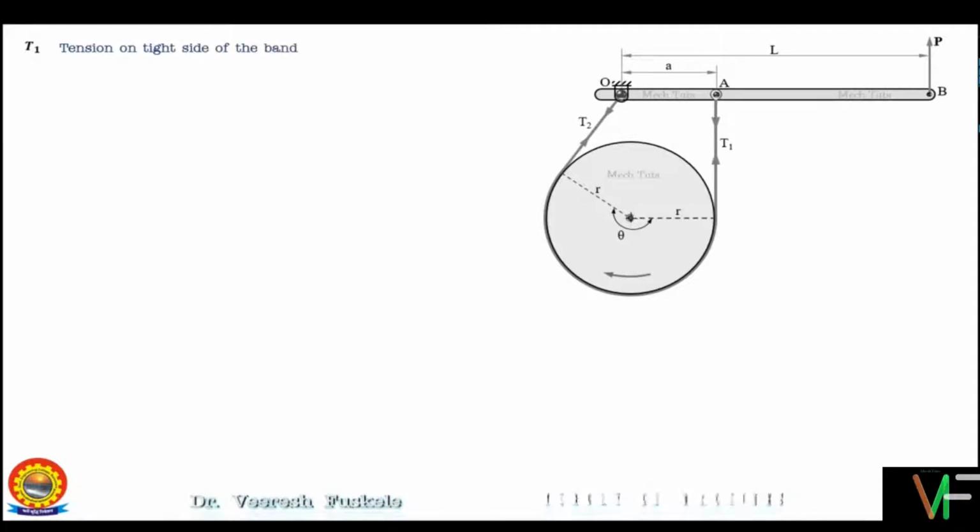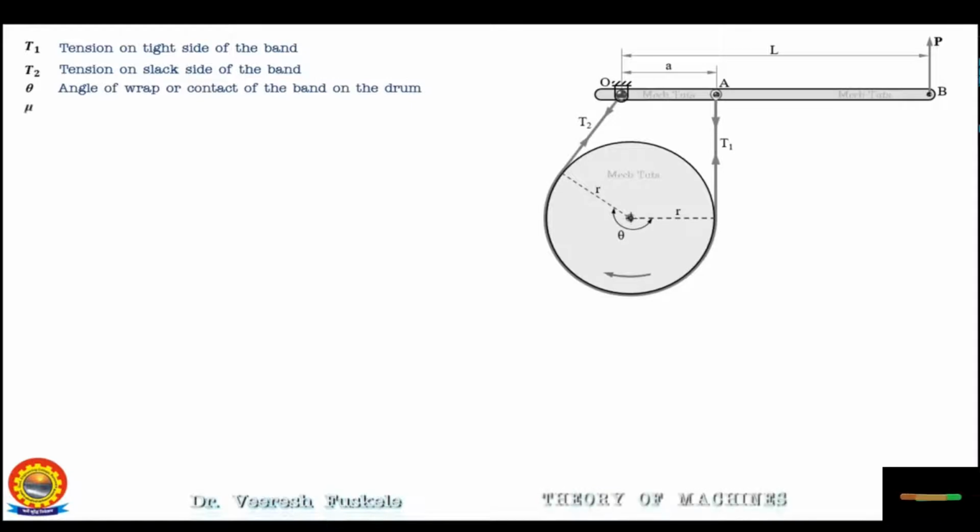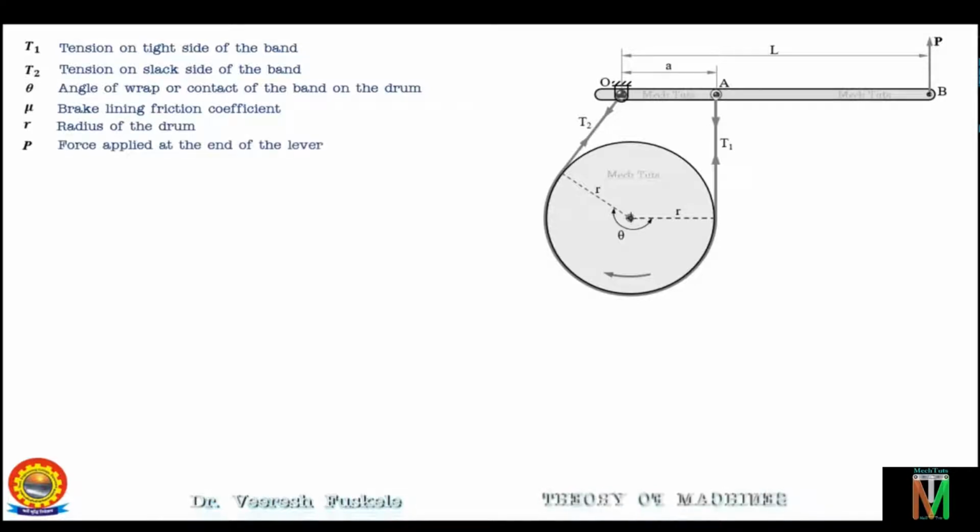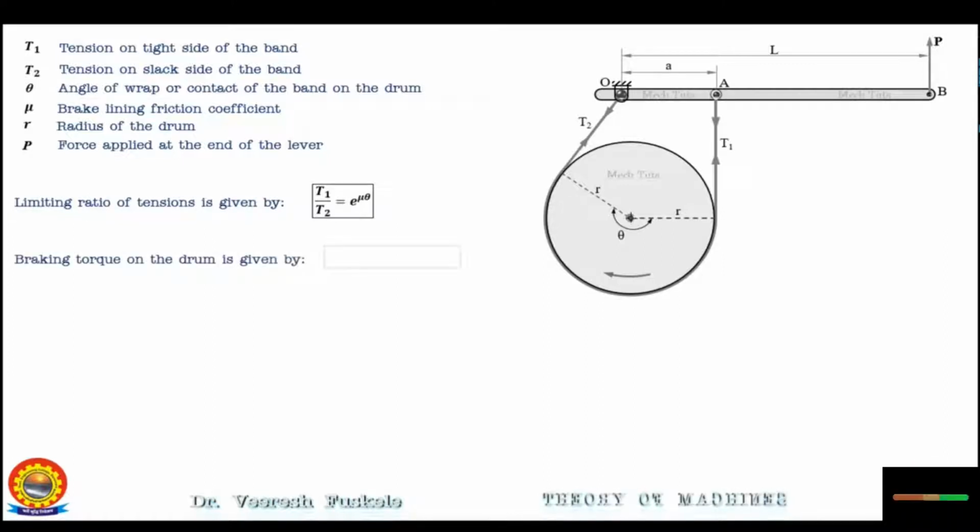T1 is the tension on the tight side, T2 is the tension on the slack side, theta is the angle of wrap or contact of the band on the drum, mu is the brake lining friction coefficient, r is the radius of the drum, and P is the force applied at the end of the lever. Now, limiting ratio of tensions is given by T1/T2 = e^(mu theta) as discussed earlier. And the braking torque on the drum is given by TB = (T1 - T2) r.